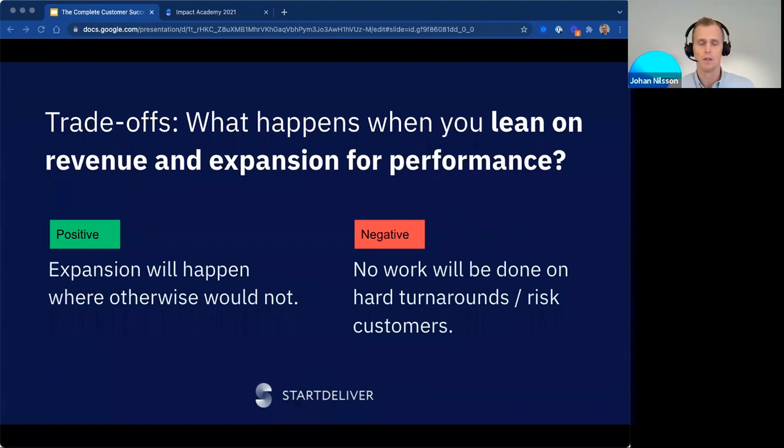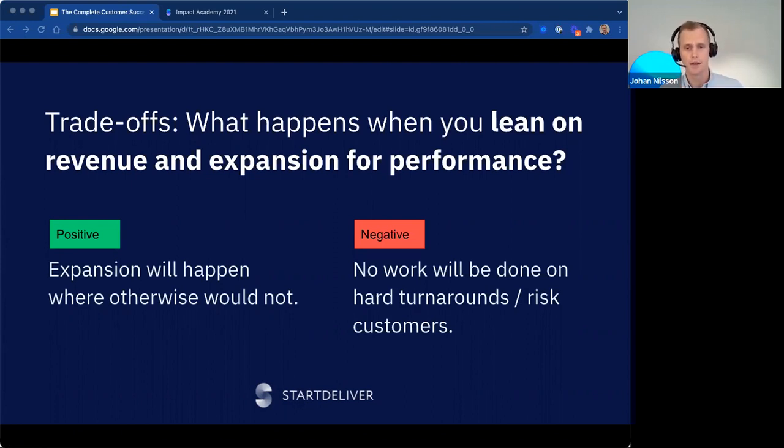We see this a lot. If you start measuring heavily on revenue and expansion on customer success, what happens? Well, on the positive side, I'm 100% sure you will get more deals done on existing customers when you have a clear revenue target. That probably wouldn't happen otherwise. So that's on the positive side.